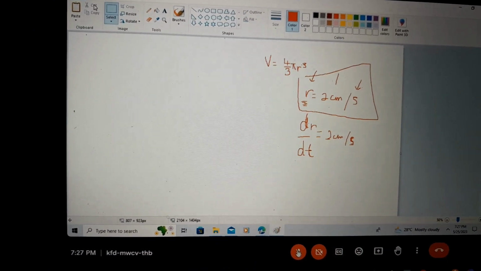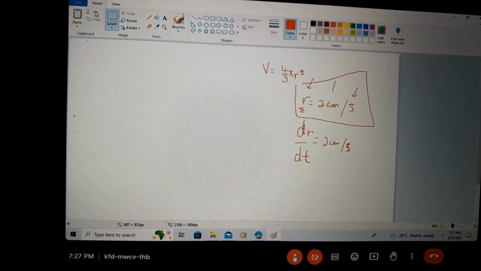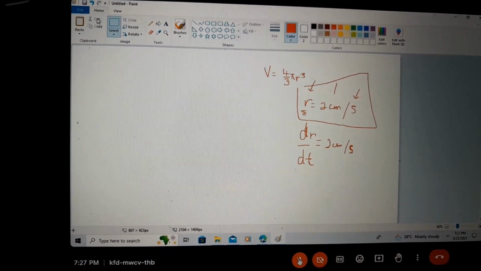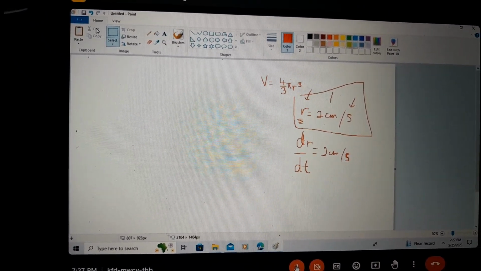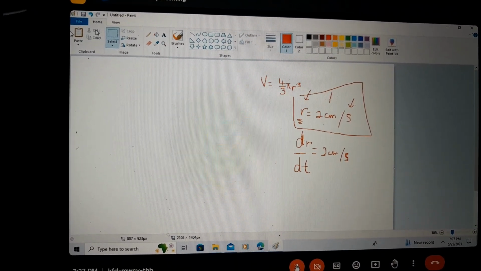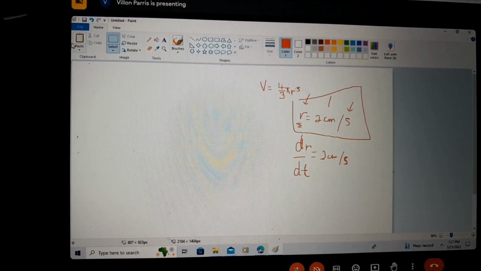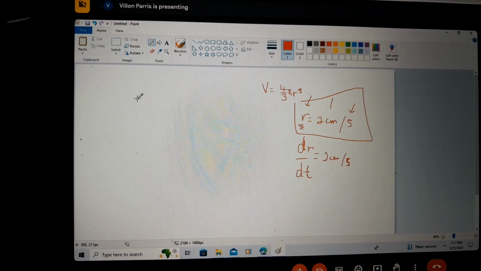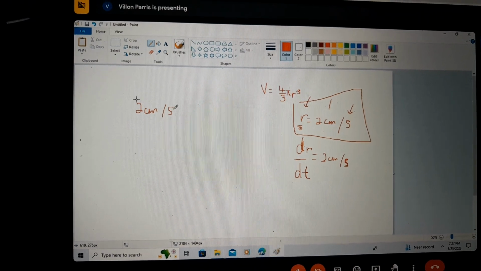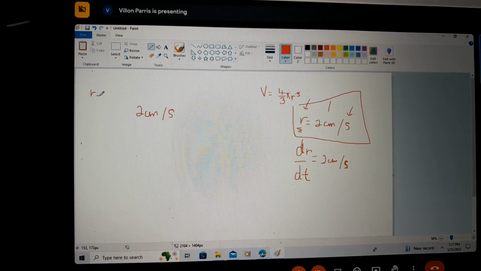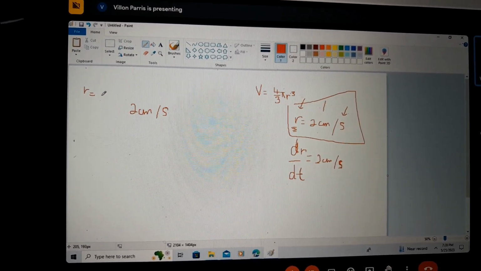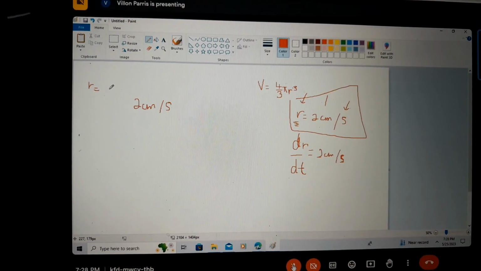If the radius of a circle increases at a rate of 2 cm per second, the radius of the circle increases at a rate of 2 cm per second. So what are we finding? What are we given there? That 2 cm per second, what is it telling us? Rate of change. Anyone else? This is a giveaway. The radius of a circle increases at a rate of 2 cm per second.